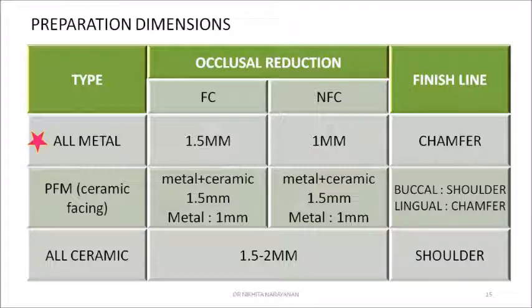For an all ceramic restoration, the overall reduction will be 1.5 to 2 mm. Usually all ceramic restorations are given in the anterior region. So the incisal reduction will be 1.5 to 2 mm. The finish line which we give for an all metal restoration will be chamfer. And wherever there is ceramic, the finish line will be shoulder.